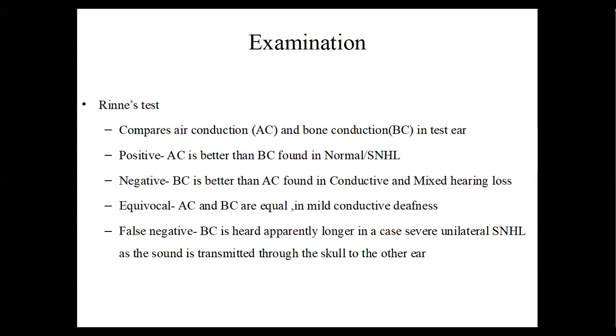So once you check the mobility, then the next step of examination will be the tuning fork test. The moment you say tuning fork test, you should know the principles and the inference of the test. First and foremost, you will be doing a test called Rinne's test.